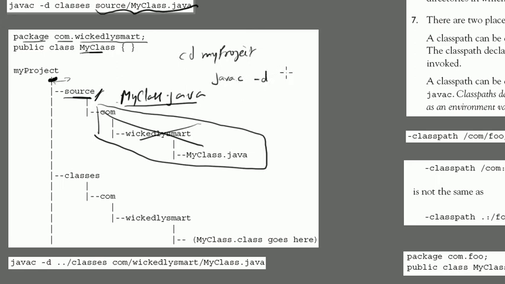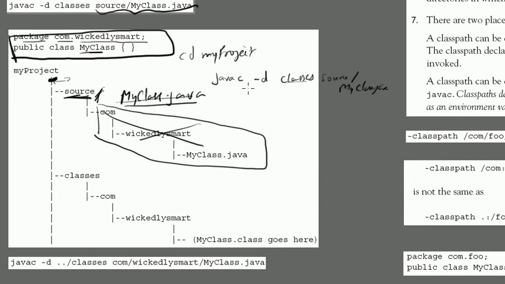-d classes. So this is the destination where I want my package or my class to be generated, and then I would do source/MyClass.java. Because I'm here, I want to compile source/MyClass.java, which is this file here. When I do this, I want the class file to be generated in this destination in classes, which is right here.